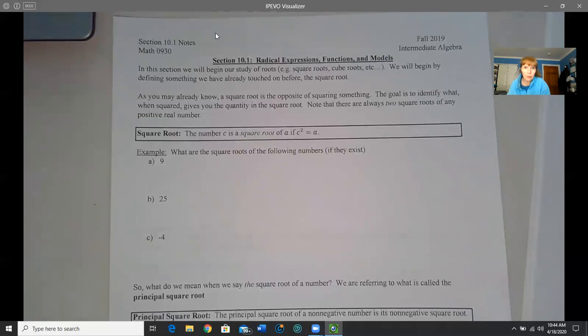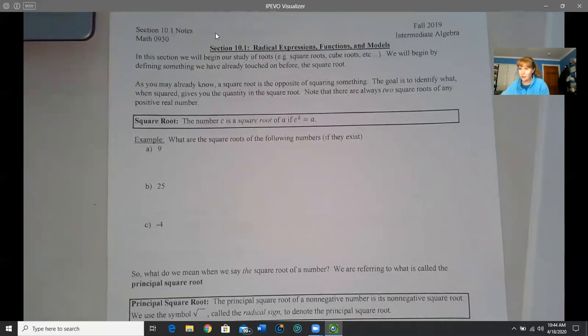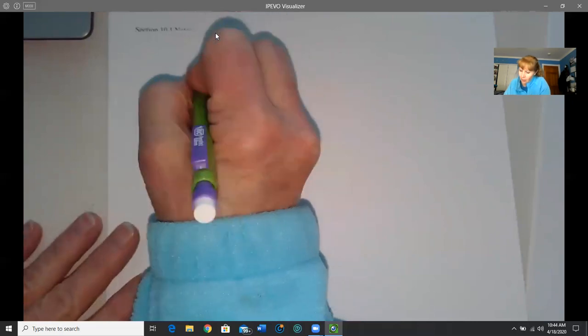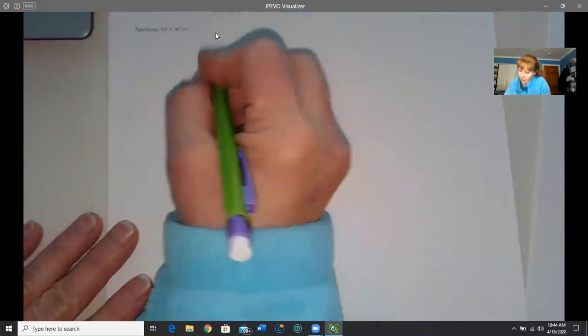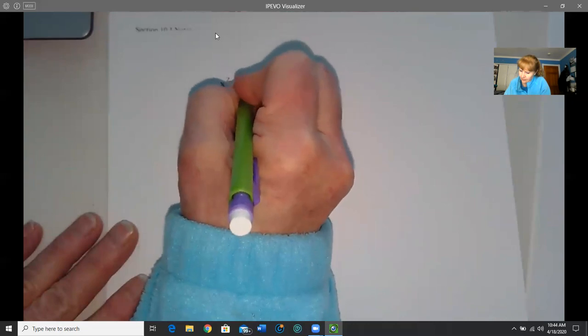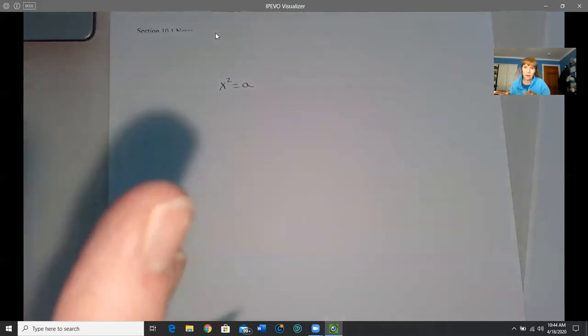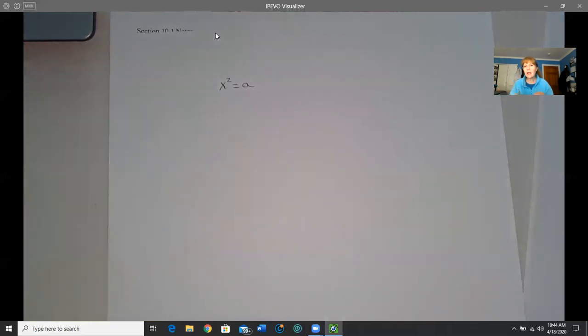Now, the formal definition of a square root, they use a c-squared in the notes, but we're going to use an x-squared. The formal definition of a square root is a solution to this equation: x squared equals a, where a is some number. So when they say find the square roots, they're asking you to find the solutions, or whatever the x's are.